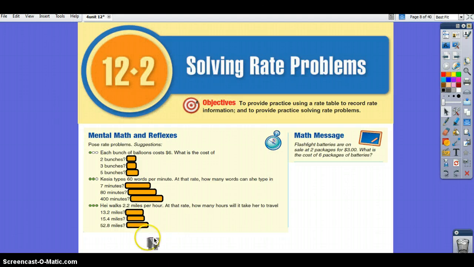12.2, Solving Rate Problems. The objectives: to provide practice using a rate table to record rate information, and to provide practice solving rate problems. Let's do some mental math and reflexes first.